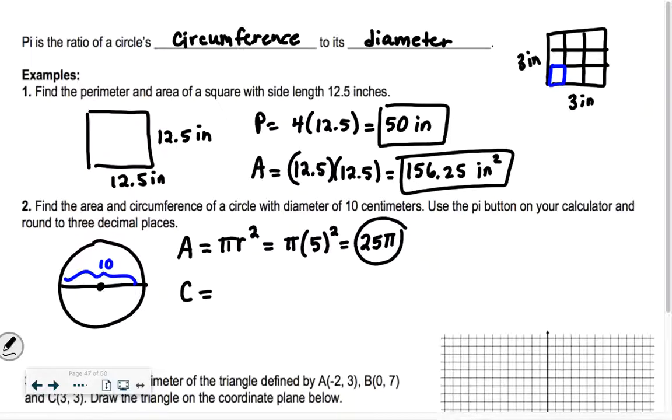Okay? But notice I said use the pi button to round to 3 decimal places. We're no longer using 3.14, so we're not in elementary school anymore. We know that pi goes on forever. It never repeats, right? We know that about pi. So we use the pi button on your calculator. So everybody get your calculator out and look for pi.